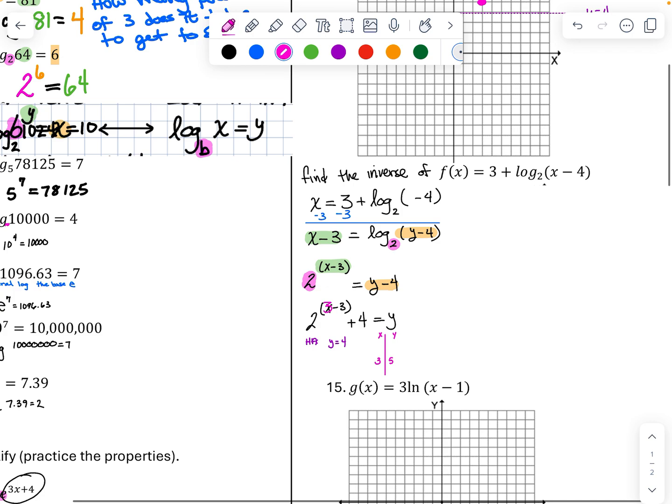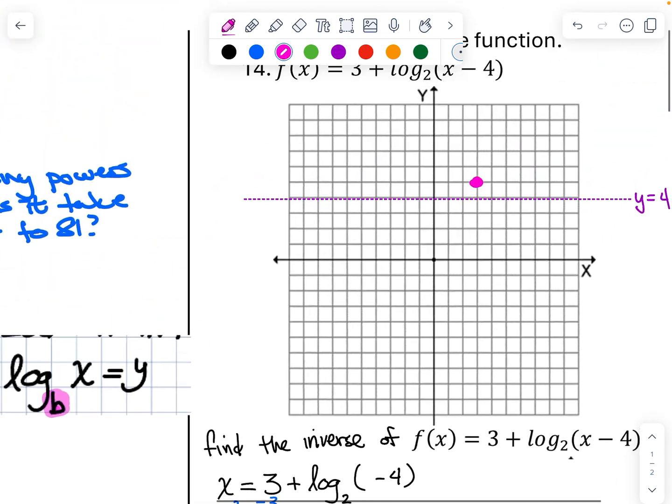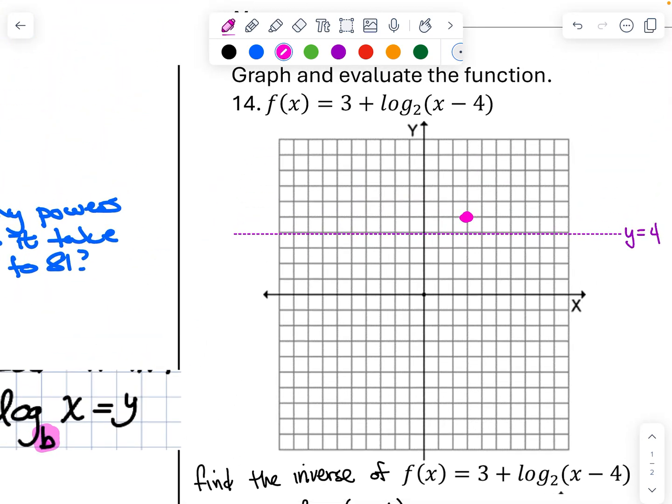Okay. Well, let's let x be 4. So if we put 4 for x, that's 4 minus 3, which is 1. 2 to the first power is 2. 2 plus 4 is 6. So now we're going to plot (4, 6). So we're going to go 4 to the right, 1, 2, 3, 4, and 6 up. 5, 6 up. There is 6 up.